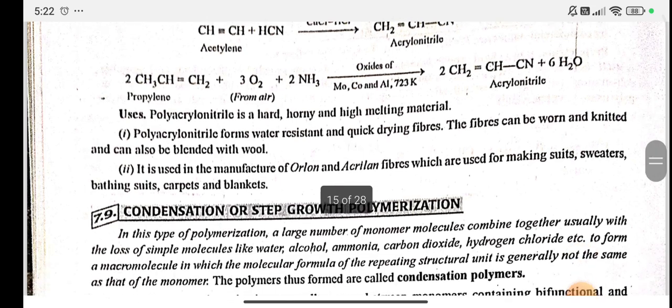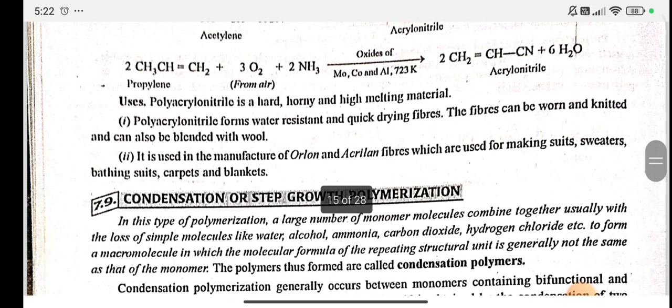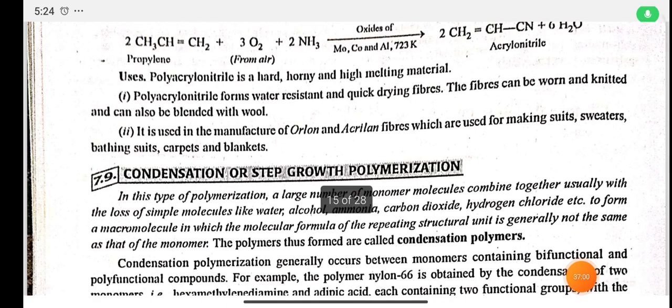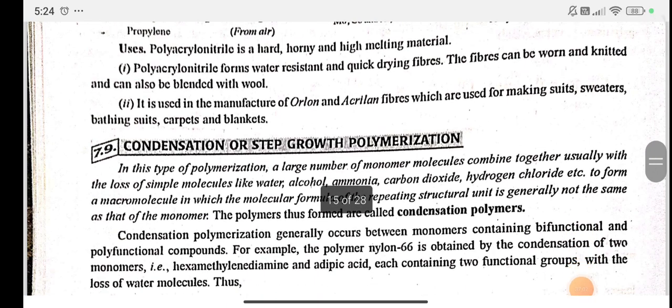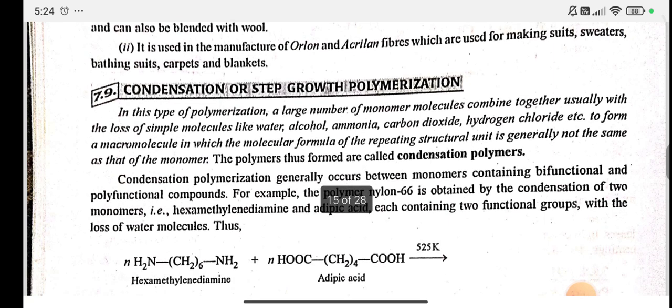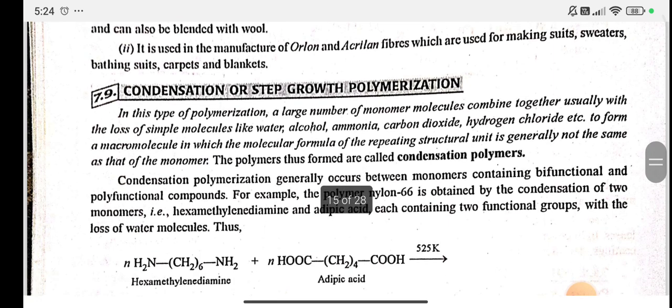Uses. Polyacrylonitrile is a hard, horny and high melting material. Polyacrylonitrile forms water resistant and quick drying fibers. The fibers can be woven and knitted and can also be blended with wool. It is used in the manufacture of Orlon and Acrilan fibers, which are used in making suits, sweaters, bathing suits, carpets, and blankets.